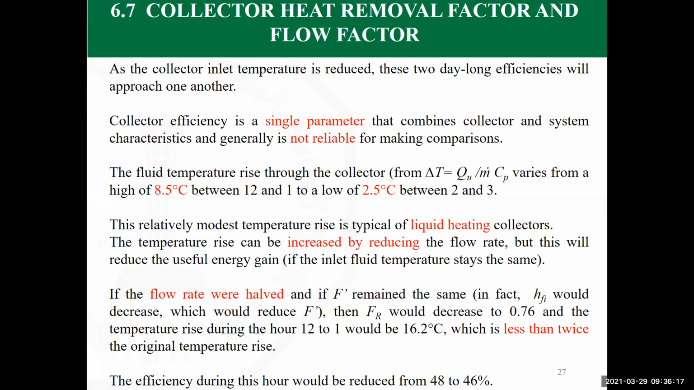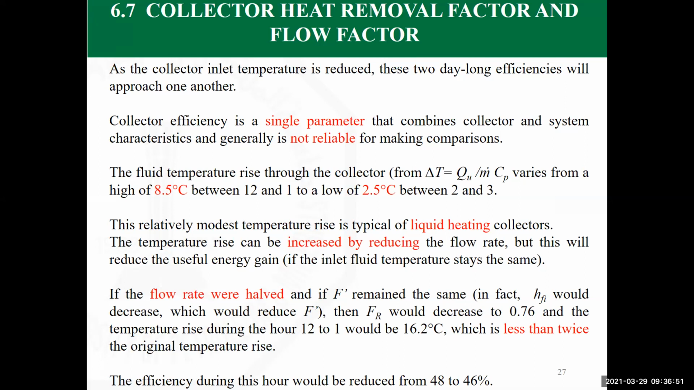That was a side issue, but I thought it's important to mention it when we are talking about the differences here in terms of the delta T you expect for the fluid. If you need to have higher temperature, reduce the flow rate. But if you reduce the flow rate, the value of QMH may be lower as well. So the relatively modest temperature rise is typical for liquid heating collectors. The temperature rise can be increased by reducing the flow rate, but that's going to reduce the useful gain of the collector that you have.